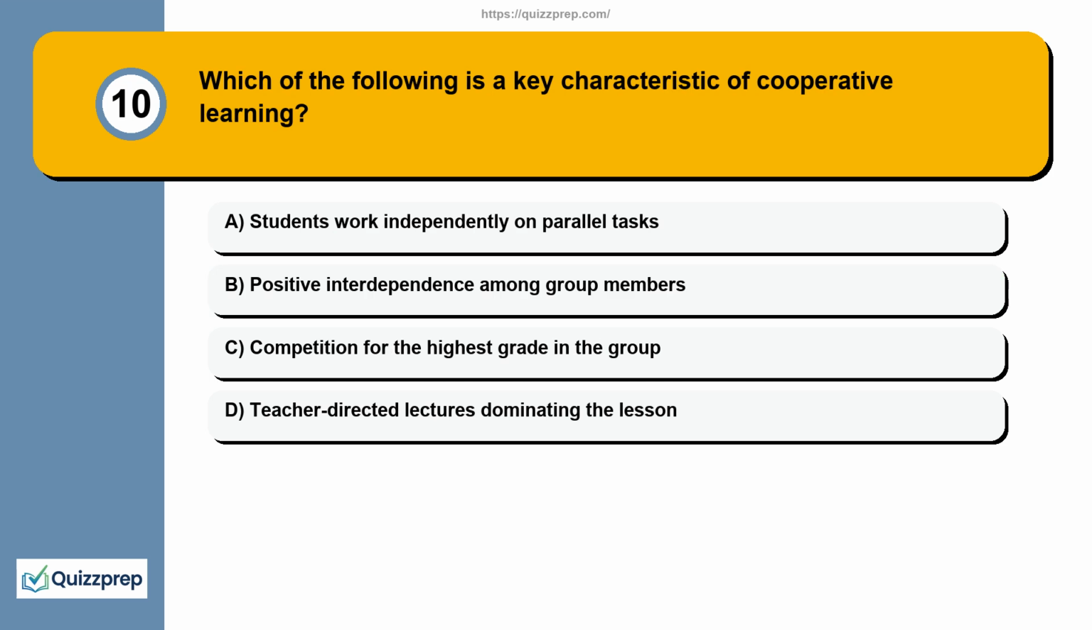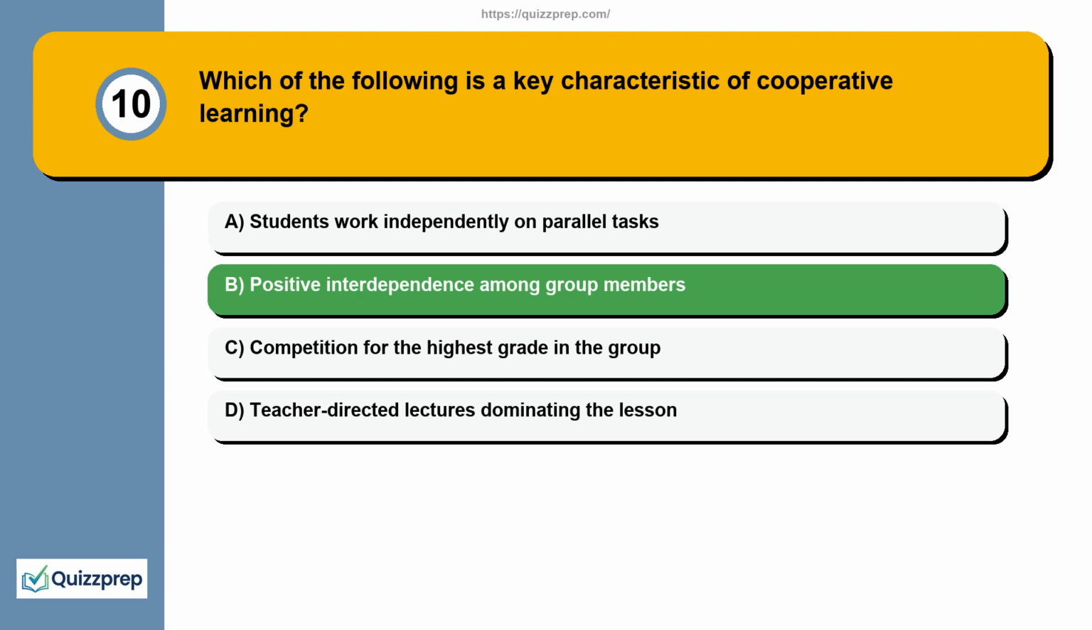Question 10. Which of the following is a key characteristic of cooperative learning? Here are your options. Option A. Students work independently on parallel tasks. Option B. Positive interdependence among group members. Option C. Competition for the highest grade in the group. Option D. Teacher-directed lectures dominating the lesson. The correct answer is option B.